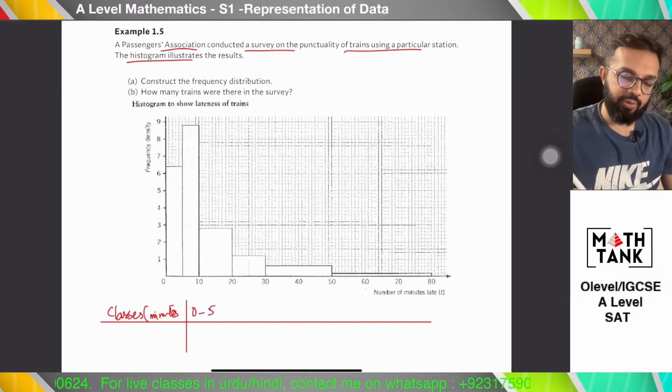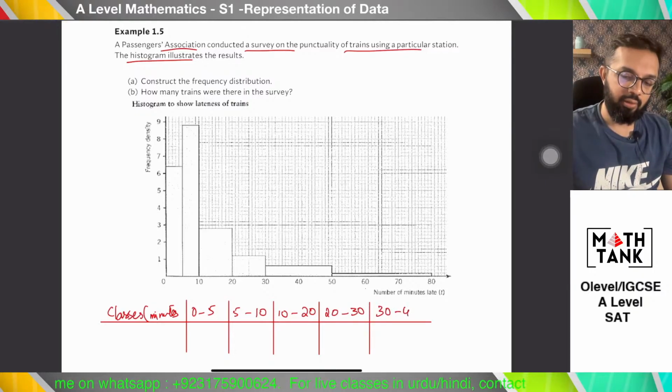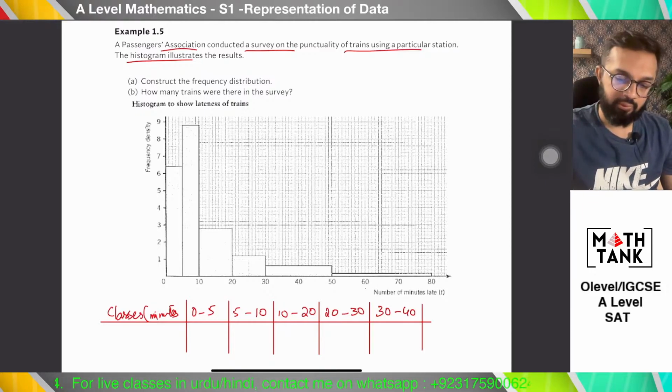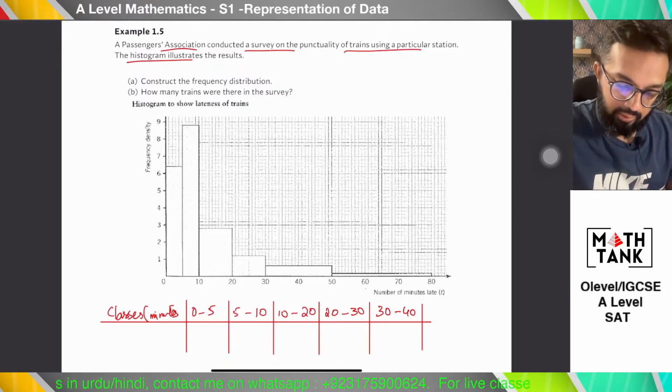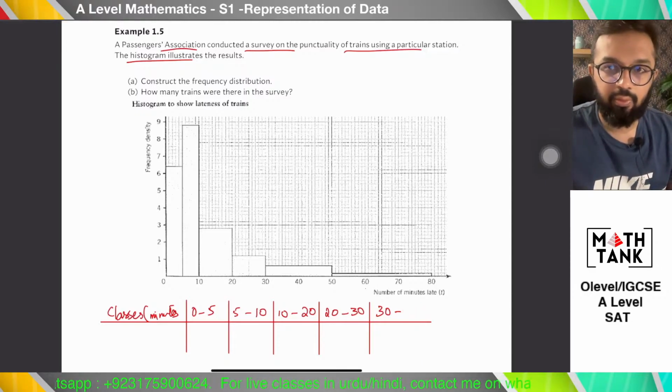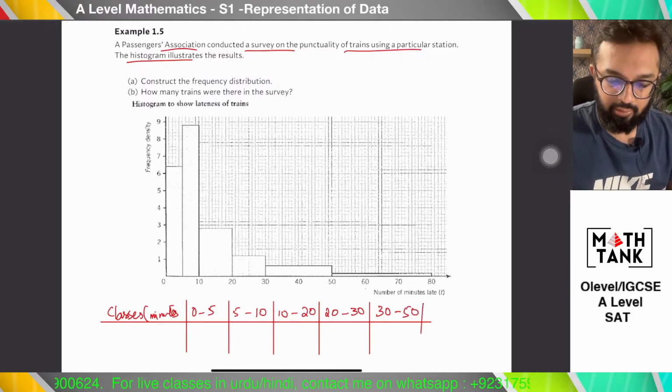The first class is from 0 to 5. The second one is from 5 to 10, then from 10 to 20, 20 to 30, 30 to 40. No, it's not from 30 to 40, it's from 30 to 50, and then 50 to 70.